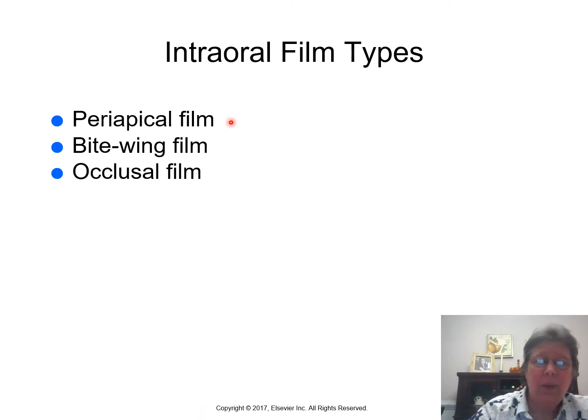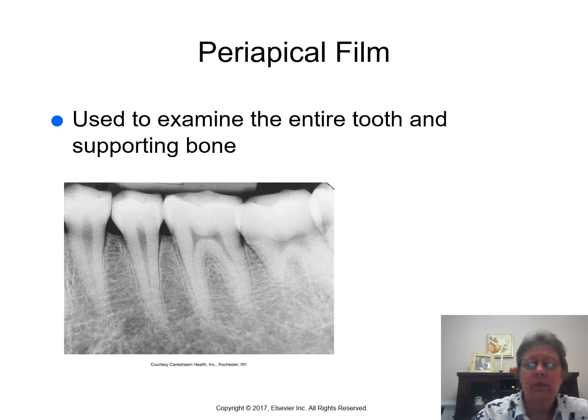Now we're just going to talk about the different types of intraoral film. We have a periapical film, a bite wing film, and an occlusal film. So let's look at each of these. This is an example of a periapical film. Periapical, peri means around, and apical meaning to the apex or to the end of the tooth's root.